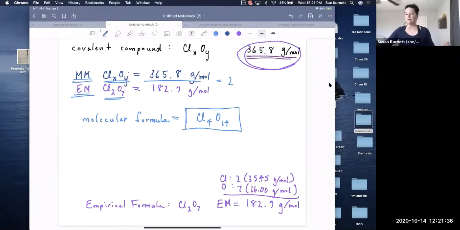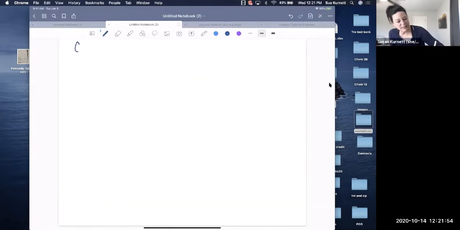Okay, so that's one of the 3 problems that I want to do today. The next one is to say, well, what if we got our starting amounts through combustion analysis? Combustion analysis is one way to get data for a molecular compound, for a covalent compound.